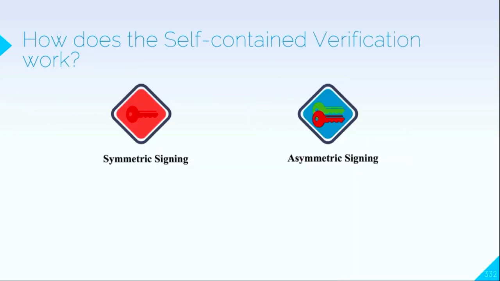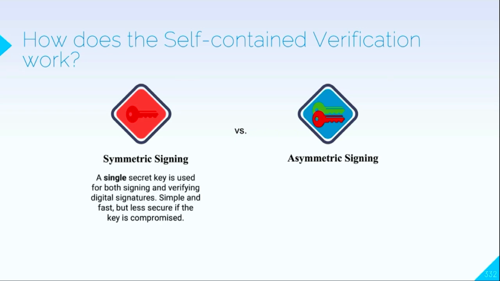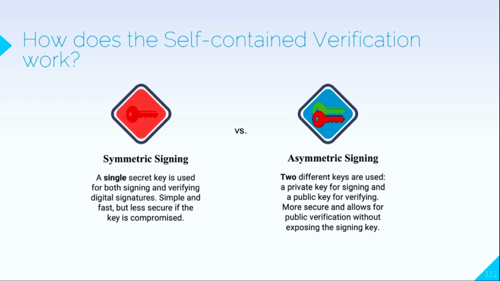In general, there are two types of signing algorithms used to create these signatures: symmetric signing and asymmetric signing. In simple terms, symmetric signing involves a single shared secret key that's used by both the sender and the receiver. The same key is used to sign and verify the data, which means it must be kept secure by both parties. On the other hand, asymmetric signing uses two keys, a private key and a public key. The private key is kept secret and is used by the sender to sign the data. The public key, which is available to anyone, is used by the receiver to verify the signature.